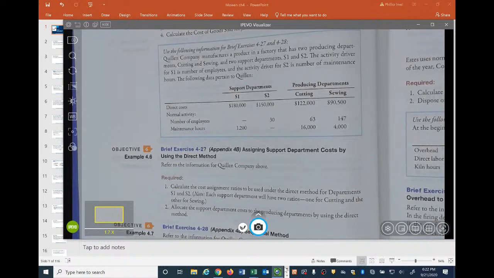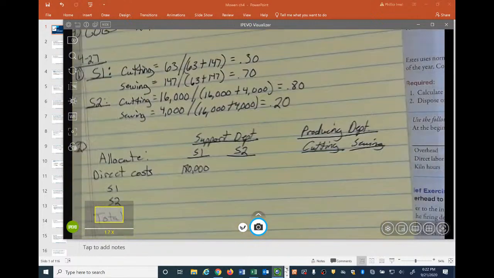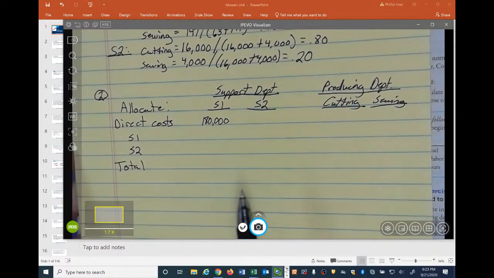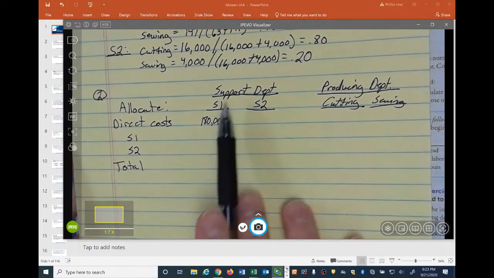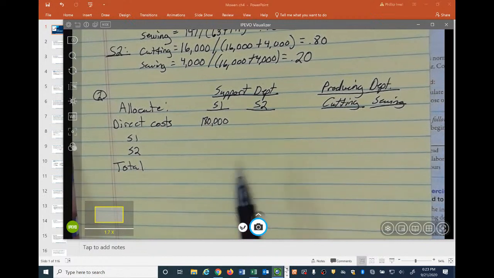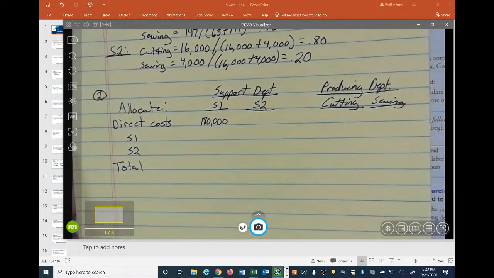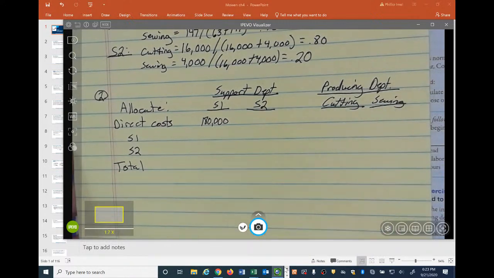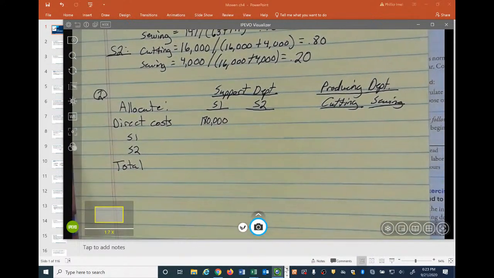Okay. So it says here, once again, allocate the support department costs to the producing departments by using the direct method. So first thing we want to do is build our little table up here. You can see here that I have it. So I've got the support department and the producing department. Support has the two divisions, S1 and S2. Producing has the cutting and the sewing. So I want to allocate the S1 and S2 to the cutting and the sewing, right? Because we're trying to move the support departments' cost to the producing departments. That's the whole point of what we're doing right here.